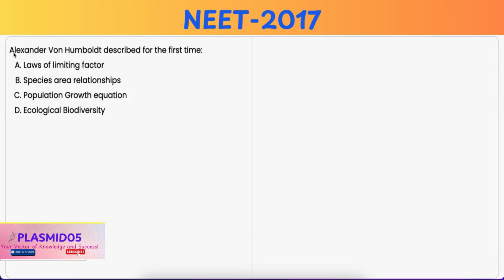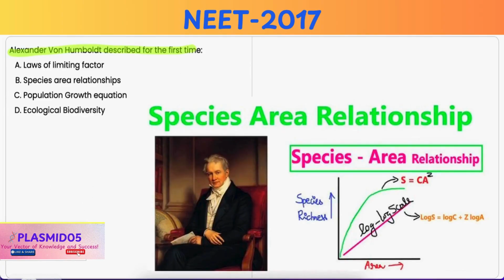Alexander von Humboldt described for the first time: Option A, laws of limiting factor. It is incorrect because it was proposed by Blackman. Option B, species area relationship. Now, Alexander von Humboldt described the species area relationship, demonstrating that within a habitat, species richness increases with increasing area, but only up to a certain limit. This is regarded as a fundamental concept in ecology. Hence, it is the correct option.